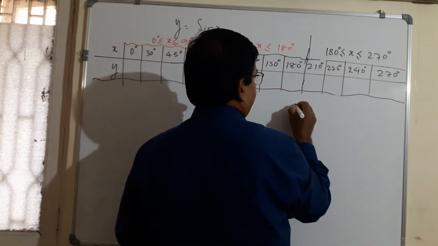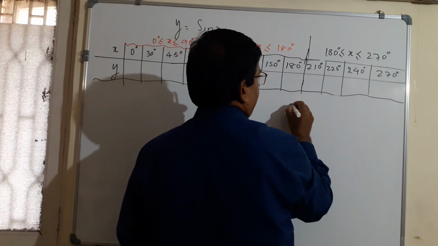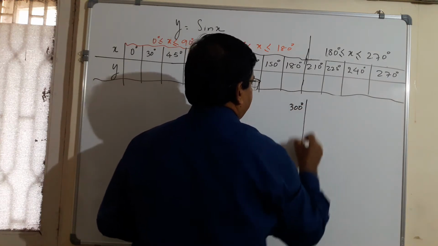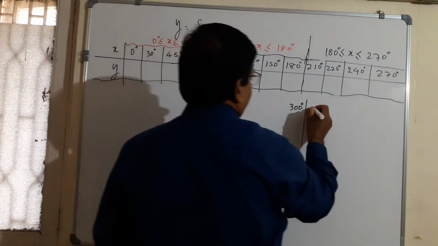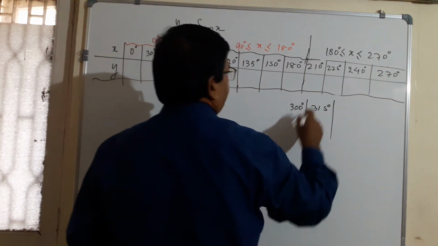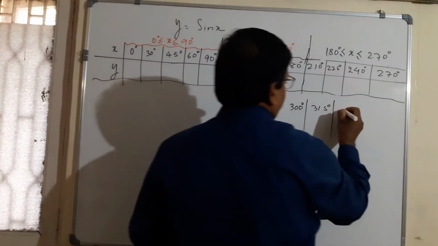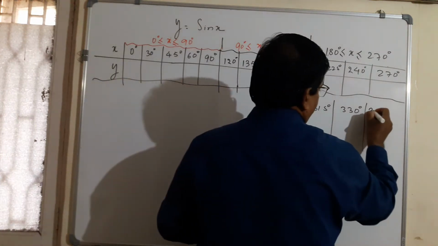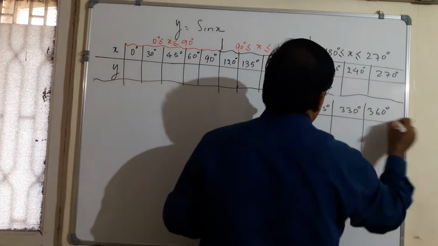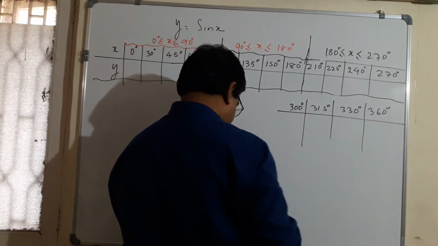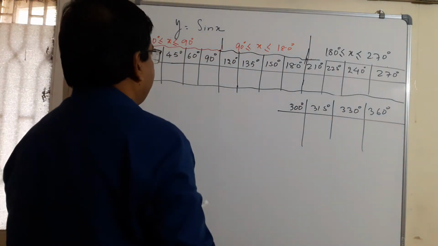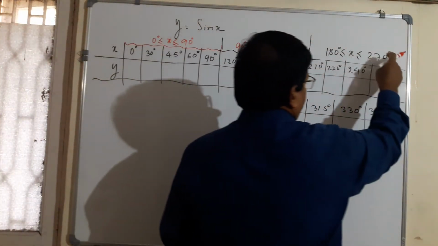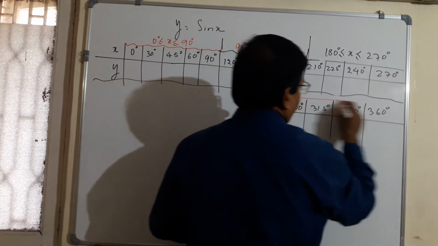Now 270 degree. 270 plus 30, 300 degree. 270 plus 45, 315 degree. 270 plus 60, 330 degree. 270 plus 90, 360 degree. This is your fourth quadrant. So this is your first quadrant, this is your second quadrant, this is your third quadrant, and this one is your fourth quadrant.